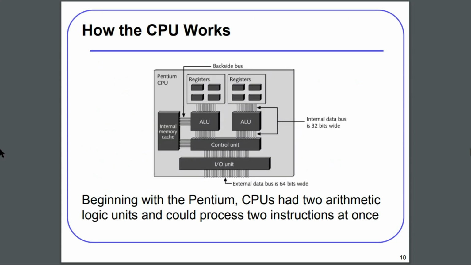So how the CPU works. This is the basic design for the CPU, central processing unit. It includes the input output unit, control unit, ALU, internal memory cache, registers, and backside bus. In a Pentium CPU, the internal data bus is 32 bits wide. Beginning with the Pentium, CPUs had 2 arithmetic logic units and processed 2 instructions at once. So let's go to the next slide.